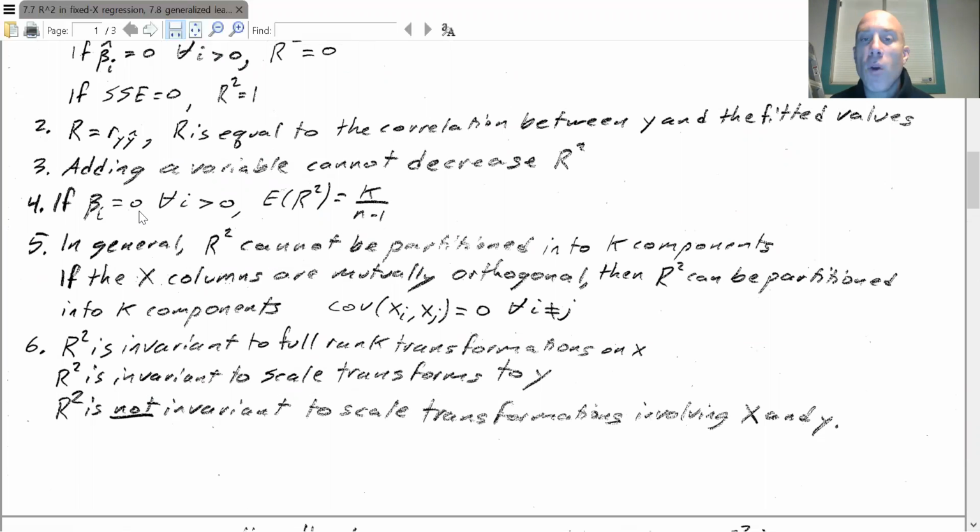If I'm in a situation where the slope of all the predictor variables is truly 0, then I'm going to have an expected value of R squared of k over n minus 1. Well, if k is pretty close to n minus 1, so if I see that I've got R squared close to k over n minus 1 and k is large compared to n, then really I can't trust my model. My model is really meaningless.